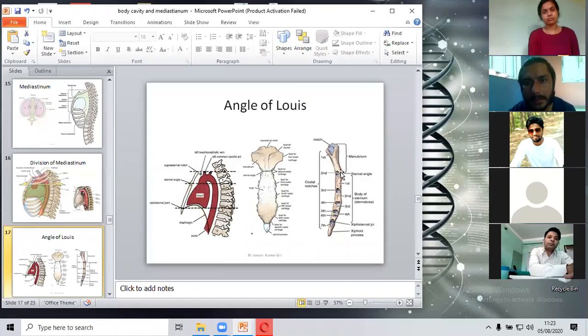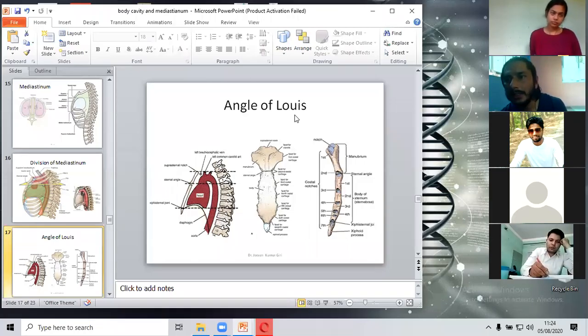See here, this is the manubrium. This is the body of sternum. You will see a joint here. This is the manubriosternal joint. The other name for this joint is the sternal angle, or the angle of Lewis. Actually, the name of the joint is the manubriosternal joint.